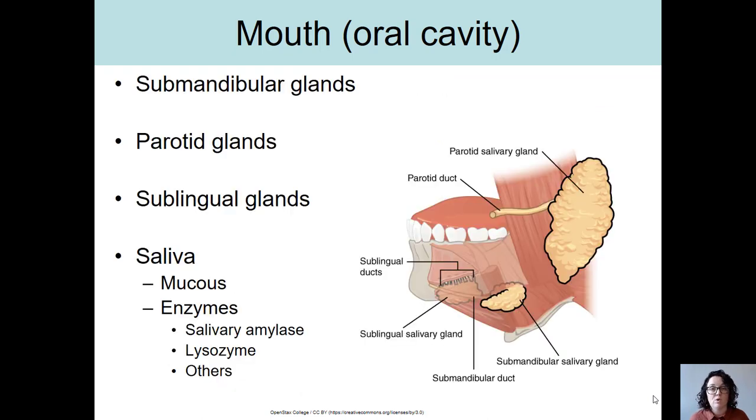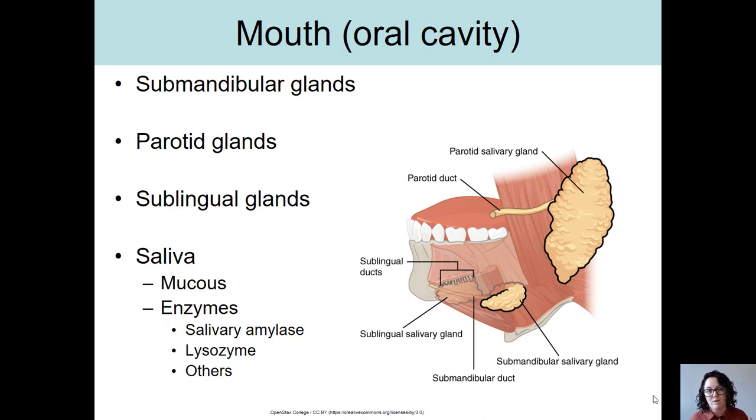Also associated with the oral cavity are salivary glands. There are 3 types of salivary glands. The submandibular glands, as the name suggests, are located below the mandible. The parotid glands are very large glands that are located more in the cheek region, almost close to your eyes. And then the sublingual glands. Lingual means tongue, as in language, so the sublingual glands are located deep to the tongue.